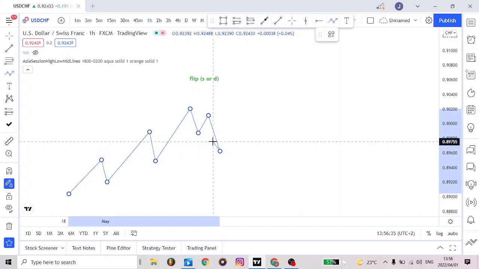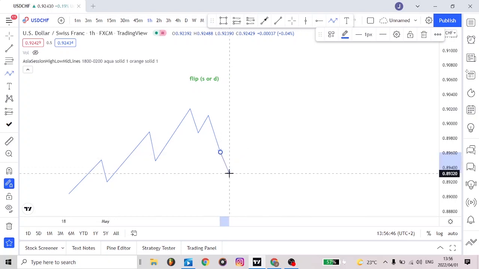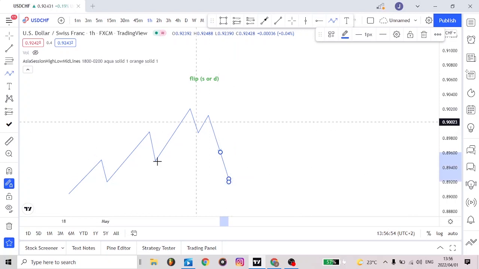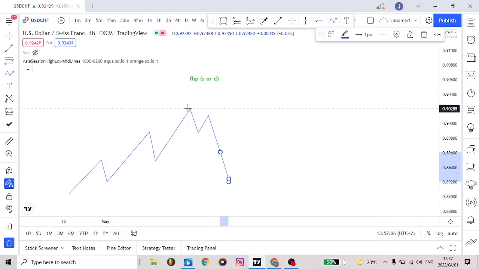Now this is not a CHoCH. It's going to be a CHoCH when the market continues going down. Now it's a CHoCH because the market took the previous low. Remember, for it to be a change of character, the market must take out the previous low which created the high. So this low over here created this high.